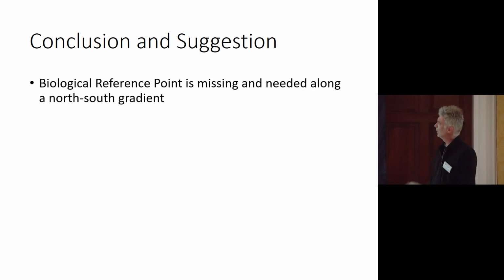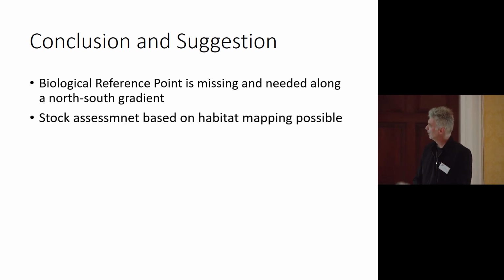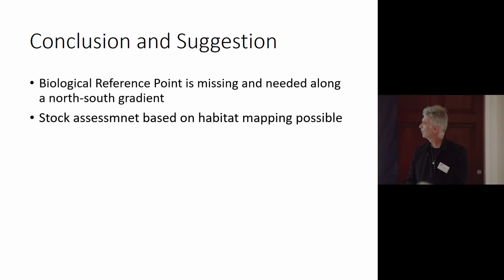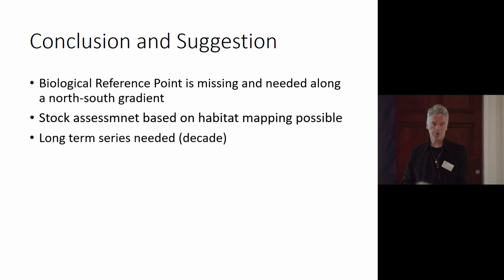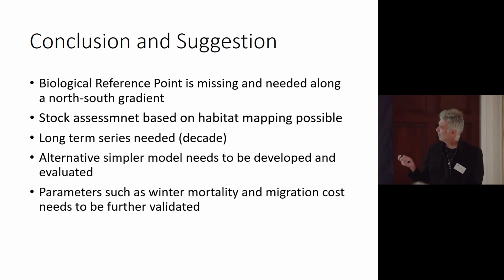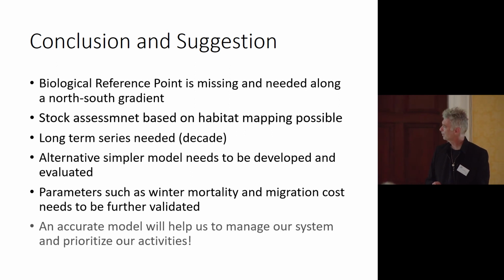Biological reference points are missing to a large extent, and we need to add them along this north-south gradient in Sweden, and also going further down in Europe. Stock assessment based on this habitat mapping is possible, I would say, but we need to have longer time series. An alternative simple model needs to be developed and evaluated, so that's what we have started to work on at the moment. Parameters such as winter mortality and migration costs need to be further validated and tested in different systems.